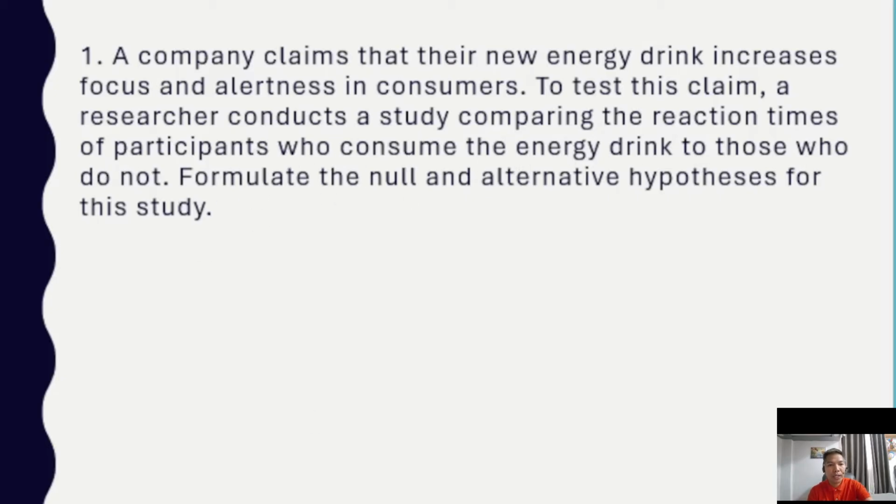Now let's recall what a null hypothesis and alternative hypotheses are. The null hypothesis is a statement that suggests that there's no effect, no difference in variables being studied. It represents the status quo or the belief that there's no change. The alternative hypothesis, on the other hand, is a statement that suggests that there's an effect, a difference, or a relationship between variables. It represents the claim or the hypothesis that the researcher is trying to prove.